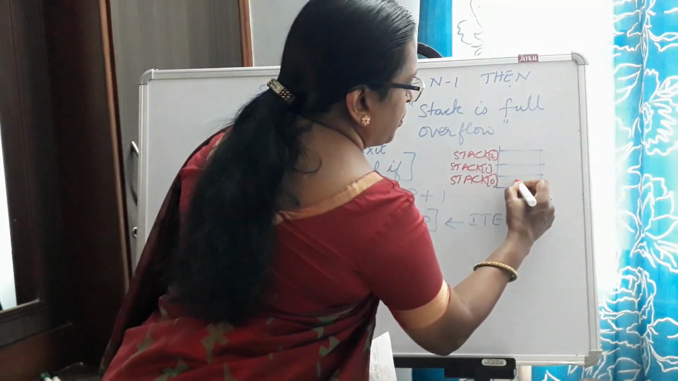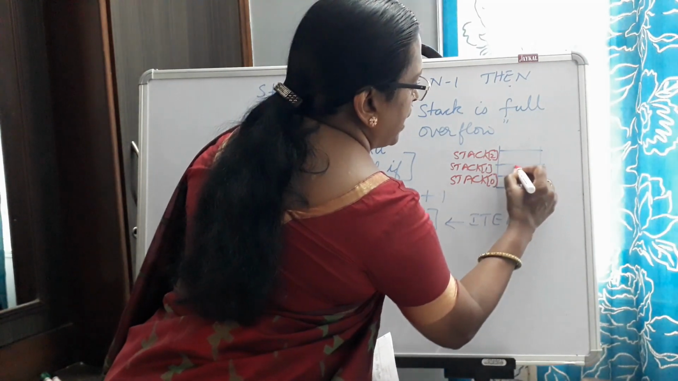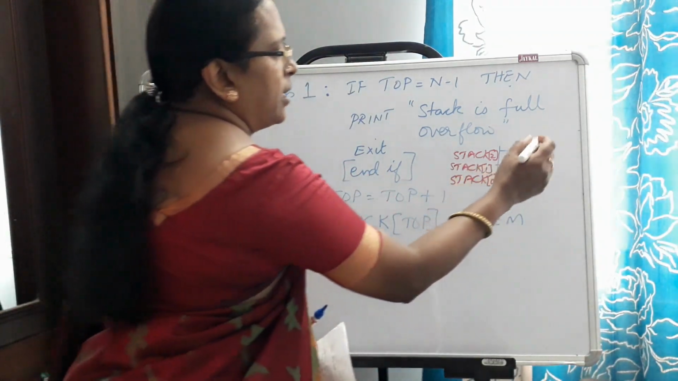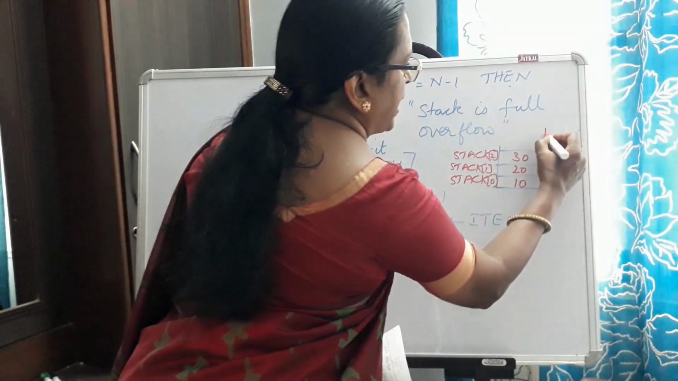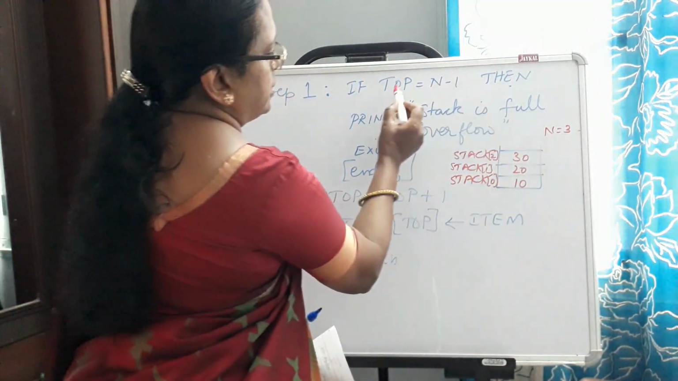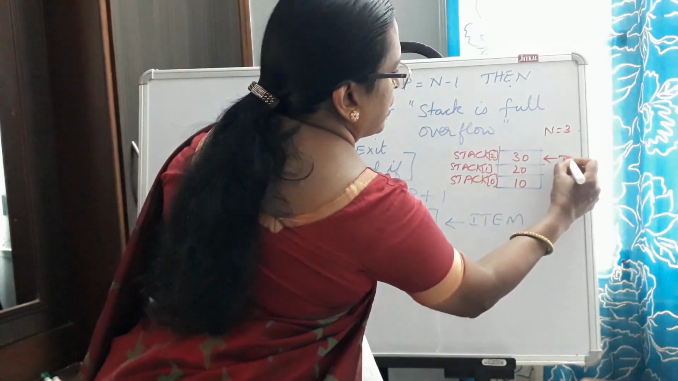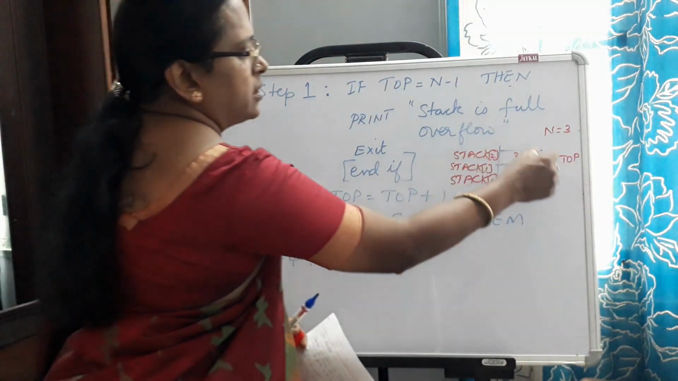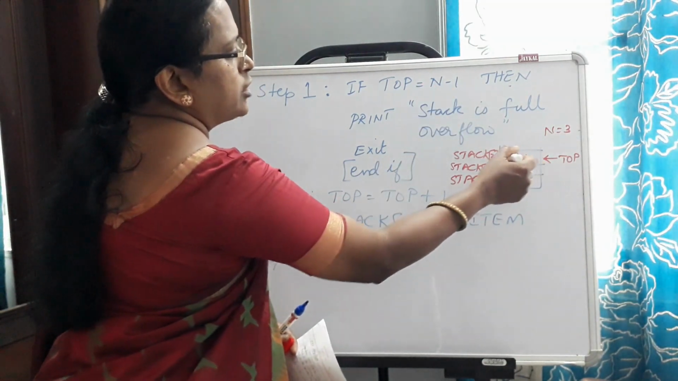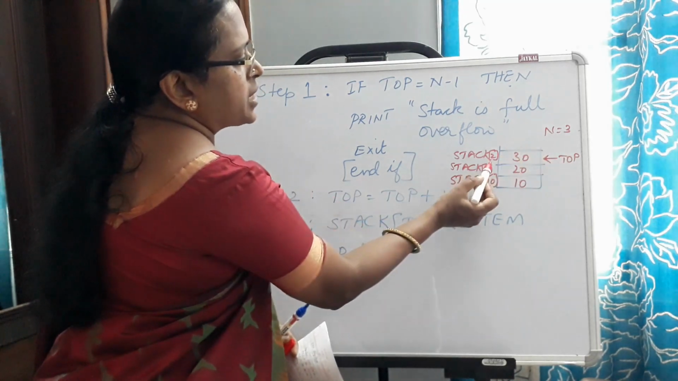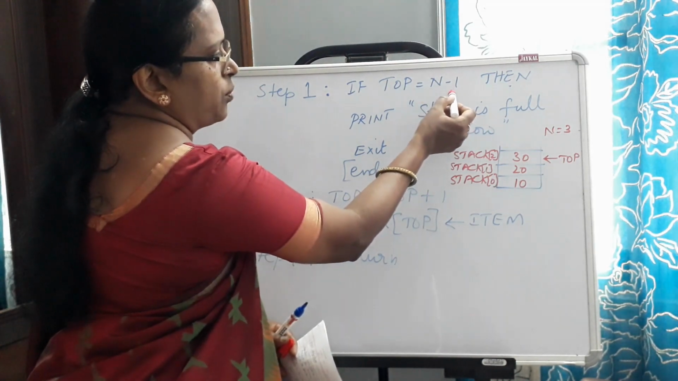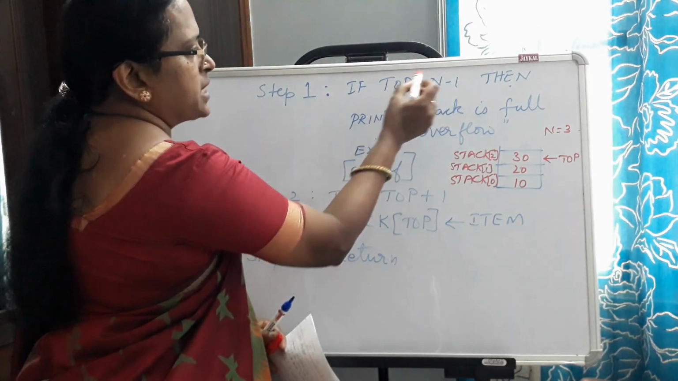When the stack is full, suppose I have entered the elements 20, 30 and 10, then the stack is full because the size of the array n is equal to 3. Now I am checking whether top is at this point. If the stack is full, then top will be pointing at the topmost element of the stack, which is stack of 2. The subscript is 2, which represents the n minus 1 value. So first we have to check whether top is equal to this value.